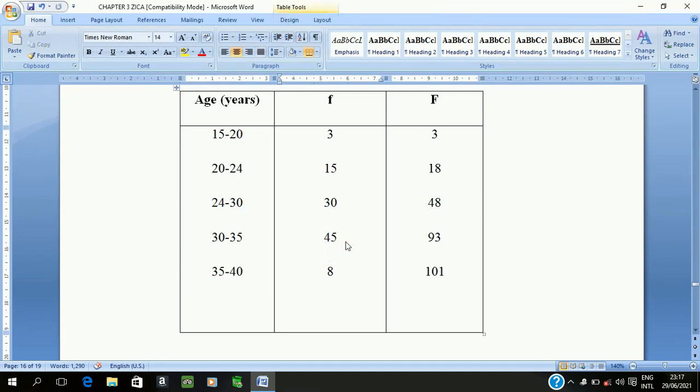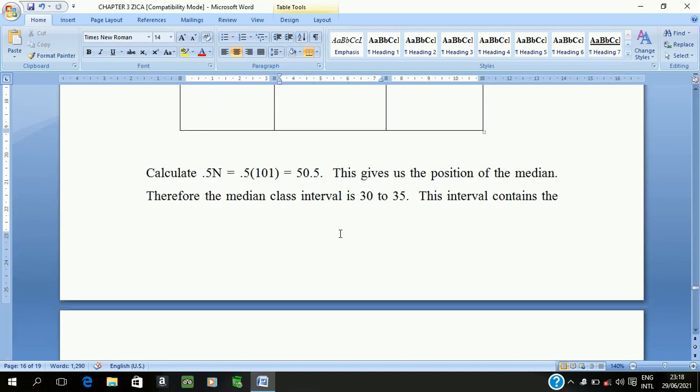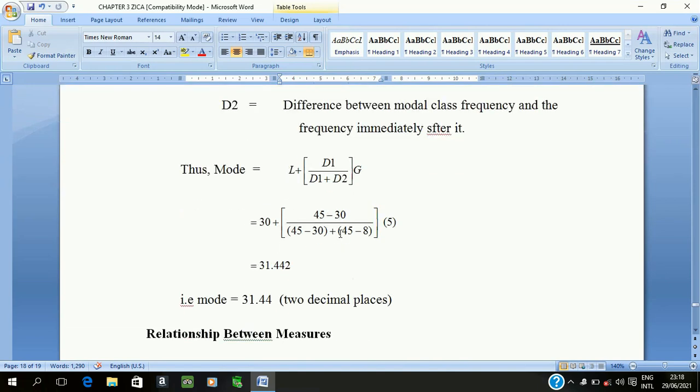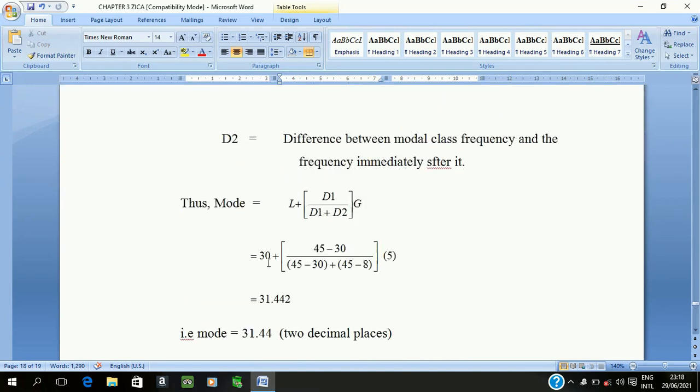Now again, for the median class, we got 30 to 35. This is not always going to be the case. There are different ways of getting this, but in this case, we are getting the same class because the class with the highest frequency happens to be the same class that is found halfway of the distribution, the median. So the modal class is 30 to 35. So the lower boundary is going to be 30. The class width is going to be 5.